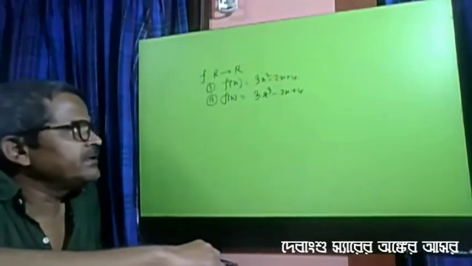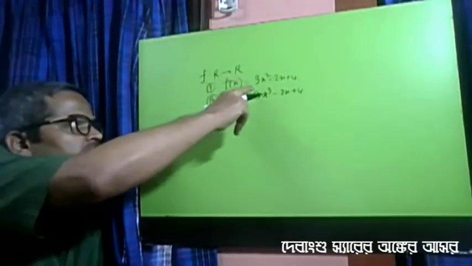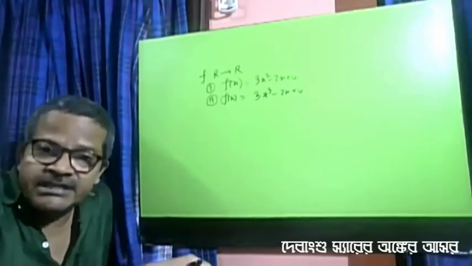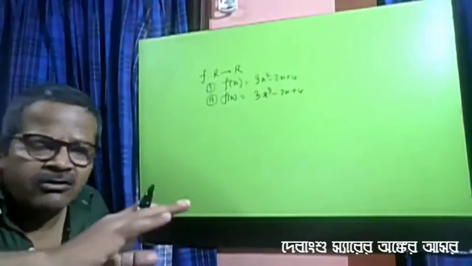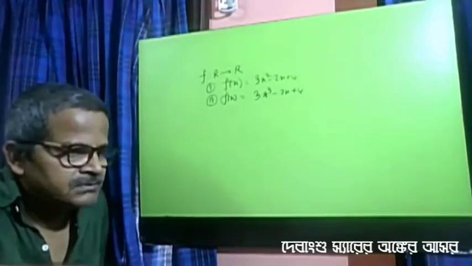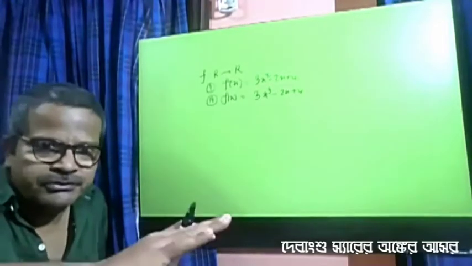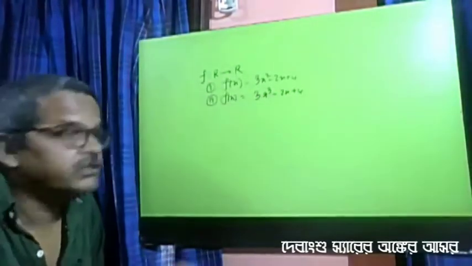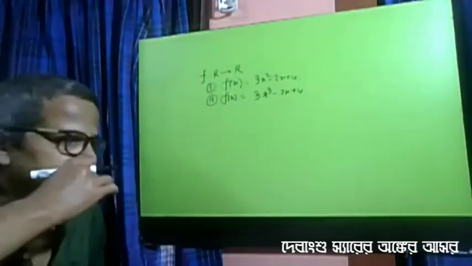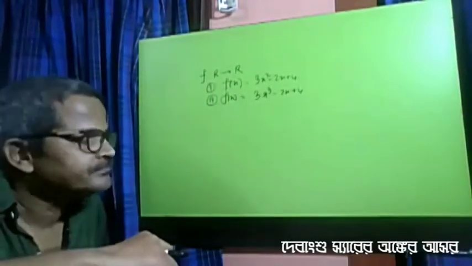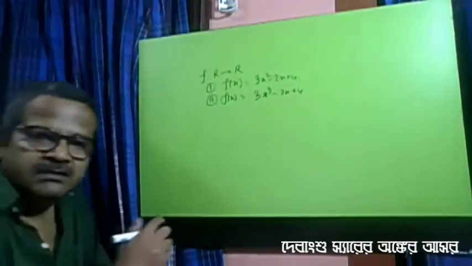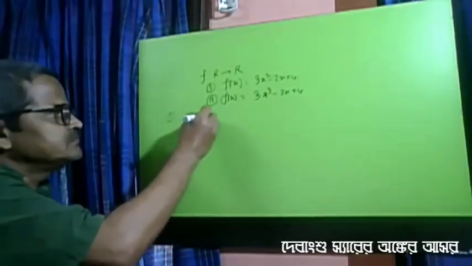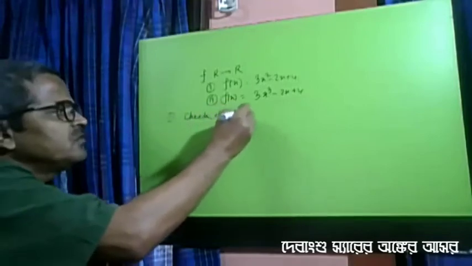Now examine whether these two functions from R to R are one-one or one-two. We'll check both, whether it is one-one or not, whether it is one-two or not. That we have to check. Now see number 1. Check of one-one.